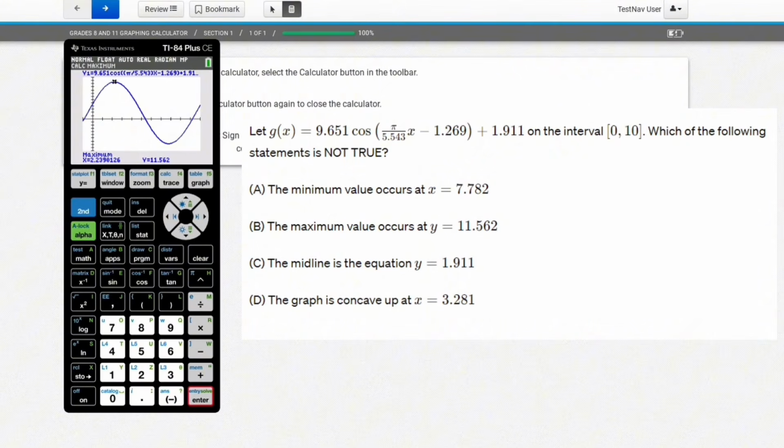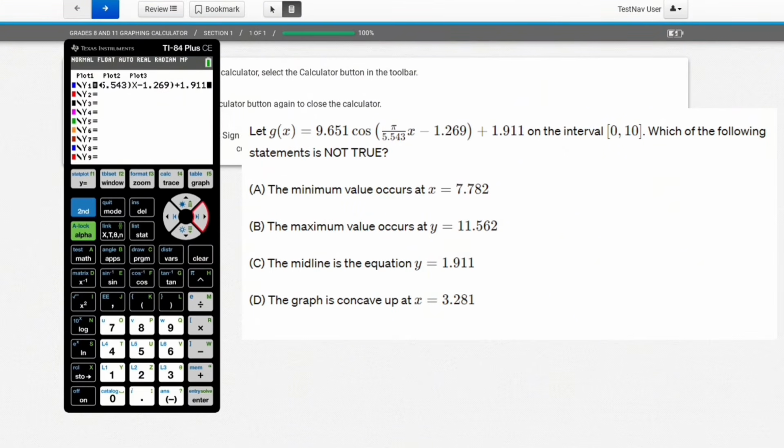The midline is the equation y equals 1.911. Now, I do not need to do anything on my calculator here because I find my midline by seeing what is added or subtracted to my entire function. So I have blah, blah, blah, cosine, blah, blah, blah, close parentheses. The number that's floating around right after that is my midline. So C is a true statement because my midline is 1.911. So D has to be a lie.